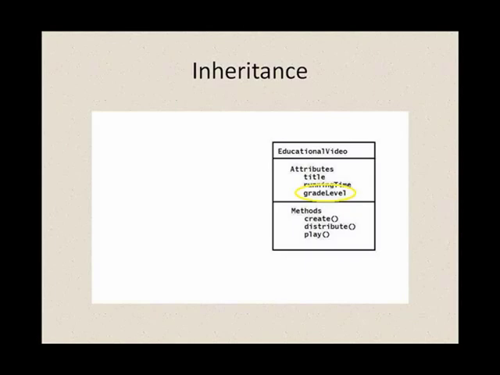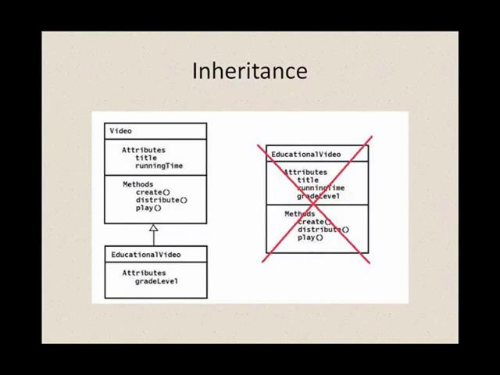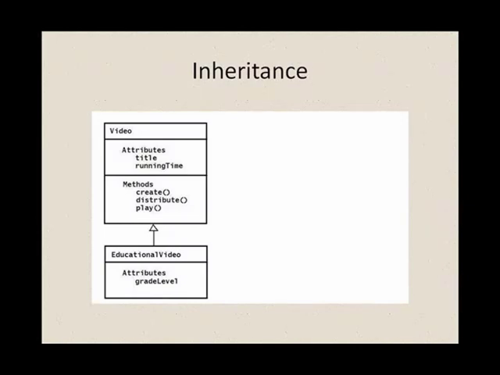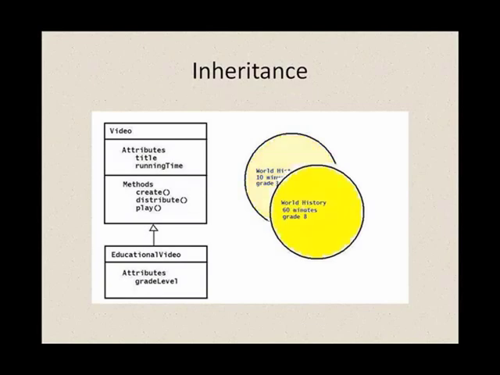So instead of creating the educational video from the start, you can inherit from video. When you create the educational video class, all you have to do is add one new attribute, grade level, and take everything else from the existing class. When you create an object that is an educational video, it not only has a grade level, it also has a title and a running time and access to all the video methods. If you create another educational video object, same thing. It could have the same or different title, same or different running time, and same or different grade level.